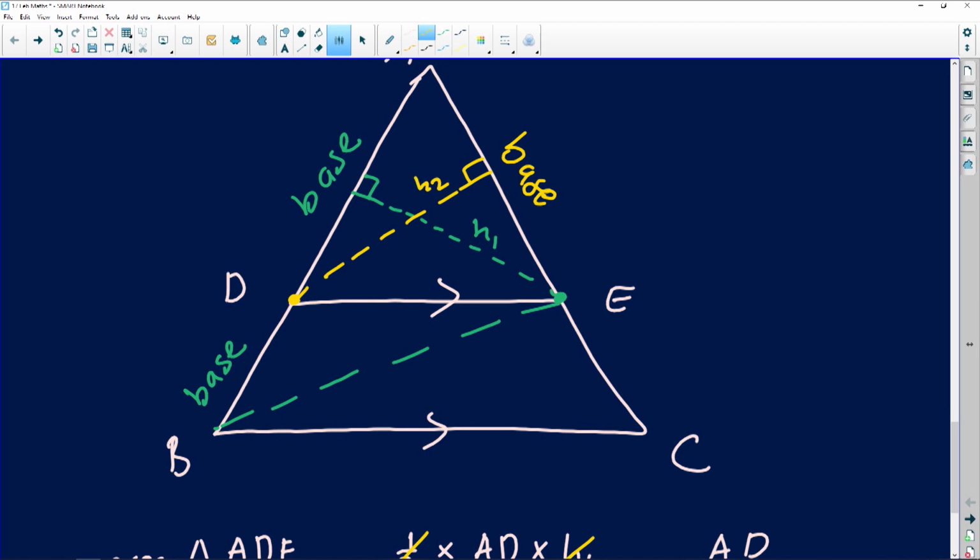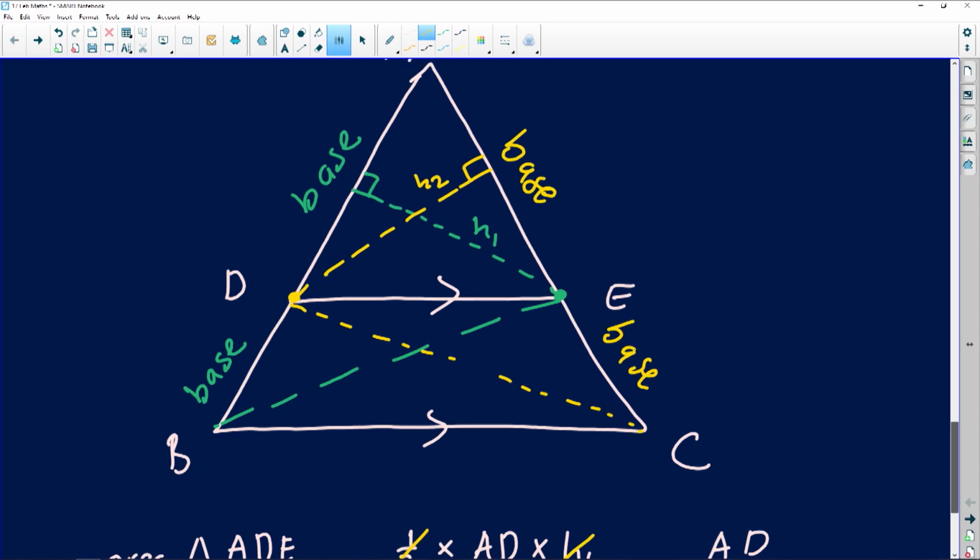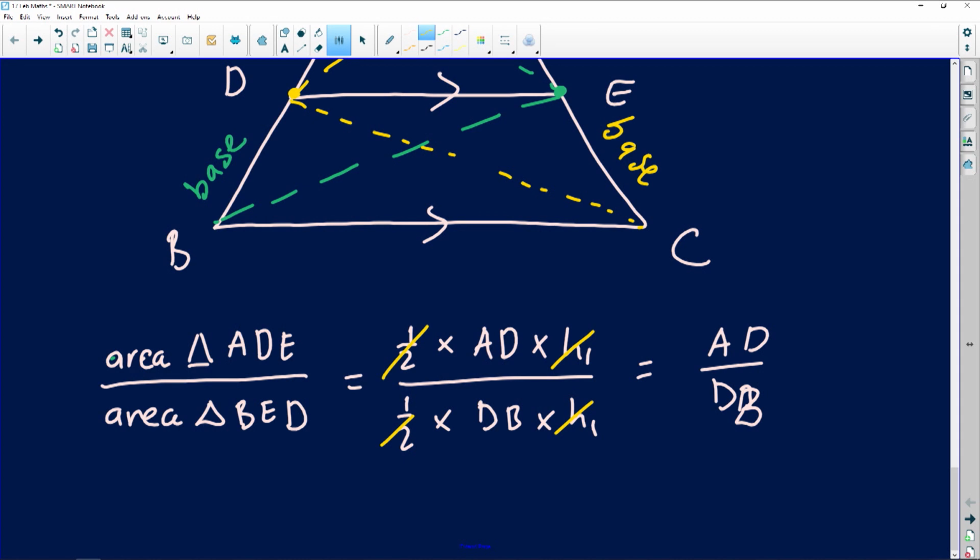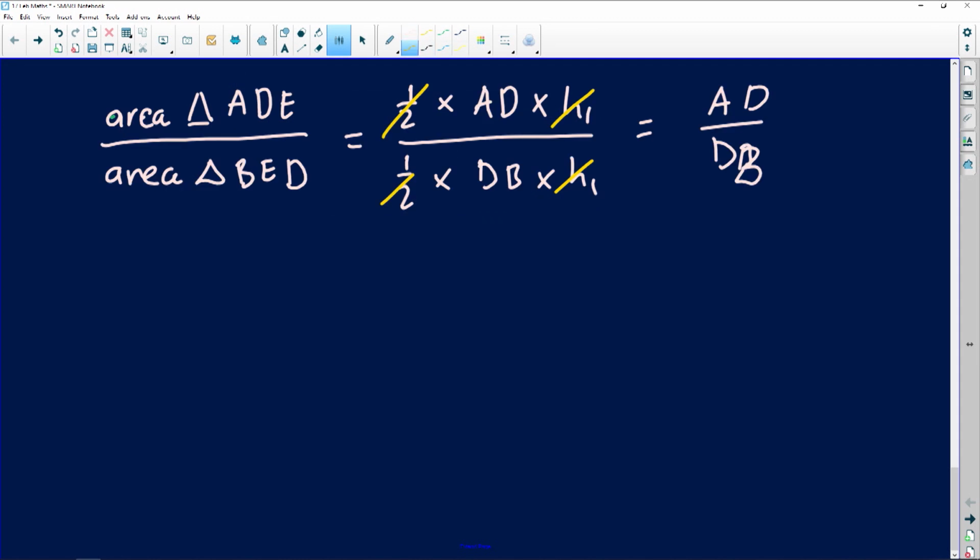Now, when H2 is the height of that triangle with the base of AE, you'll agree with me that if I construct it again from D to C, I'll simply have triangle DEC. That triangle DEC will share the same height as the top triangle there, because again, I want this part to be the base of the other triangle that I have there. So this is basically the secret, making the sides of your triangle to be the bases.